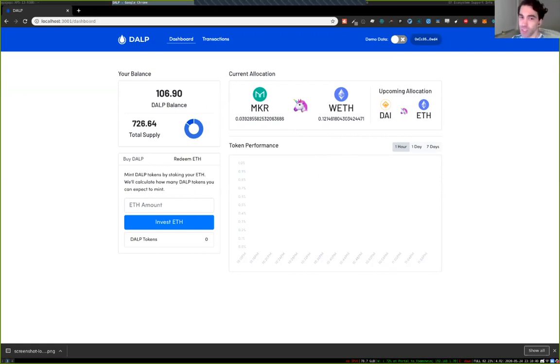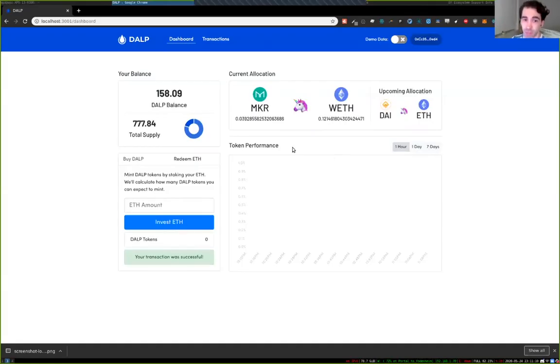When a user purchases DALP tokens, the ether they spend is added to the liquidity managed by the DALP. This liquidity is swapped to the appropriate tokens so the DALP can add it to the highest rated pair. So let's purchase some tokens right now. I'm going to buy about 50 of them.